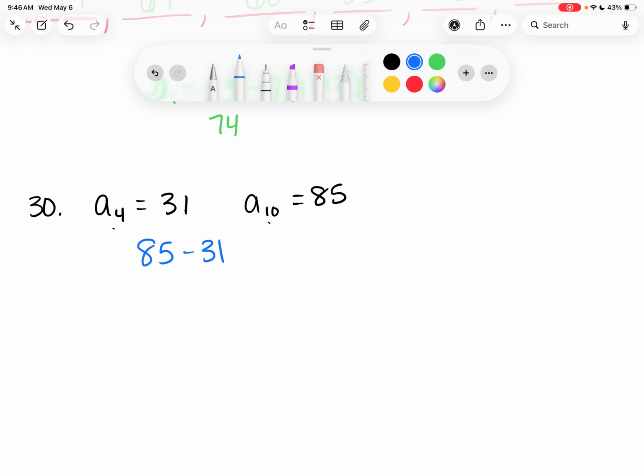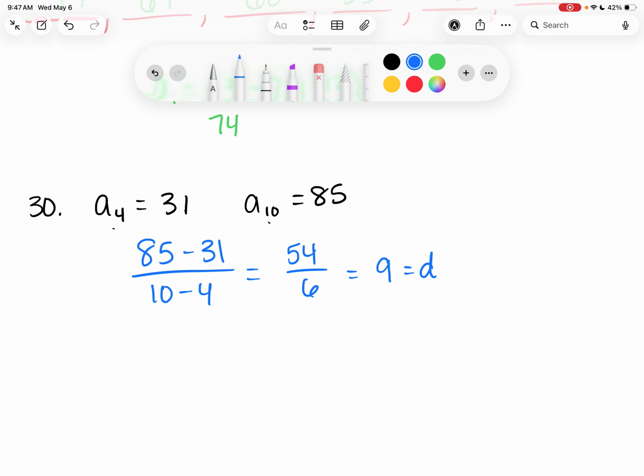So I'm going to do 85 minus 31 over 10 minus 4. So 54 over 6, so that's equal to 9. So that's how I would find my common difference if they don't give me the first term or they don't tell me what the common difference is. If I don't have a way to find it otherwise, this is what I would do.